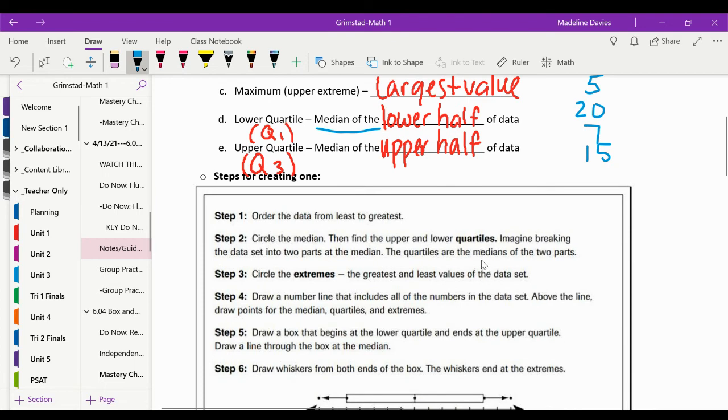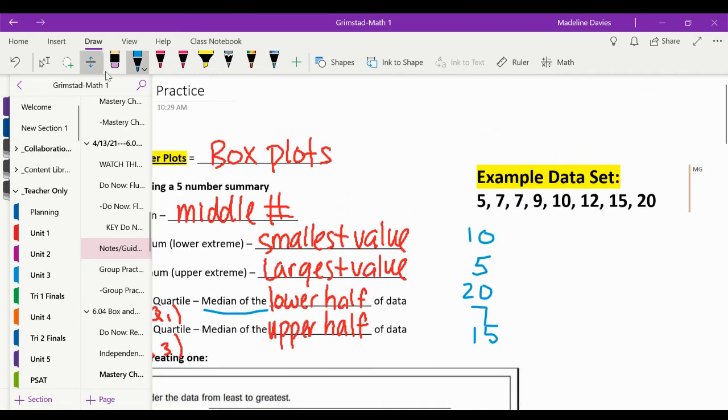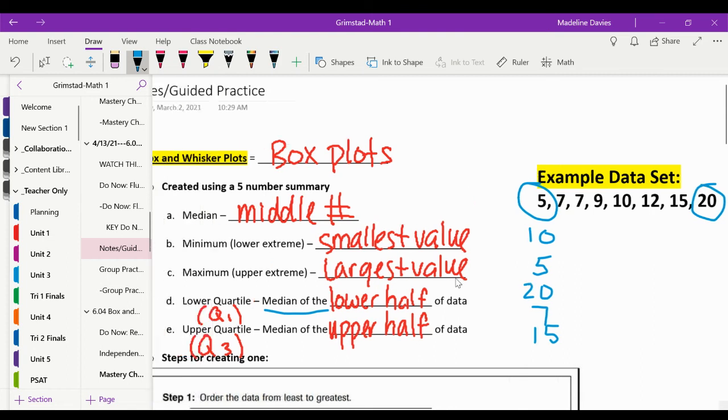Find the upper and lower quartiles. We did that. Circle the extremes. So in this case, we would be circling 5 and 20.